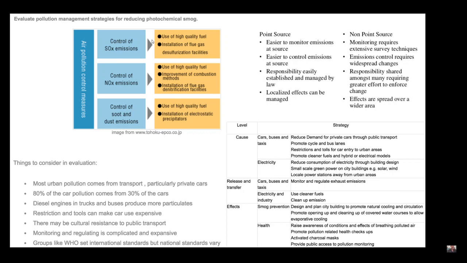80% of the car pollution comes from only 30% of the cars, meaning, you've seen this, right? You see those big trucks that definitely have no exhaust filter on them, and this black soot is just flying out of the back of them. You've seen it. Diesel engines in trucks and buses produce more particulates. That's the trucks I'm talking about. Restrictions and tolls can make car use expensive. There may be cultural resistance to public transportation, and monitoring and regulating is complicated and expensive, right?